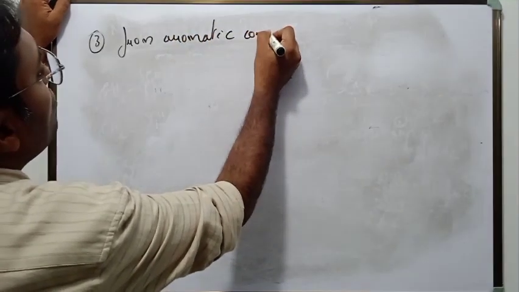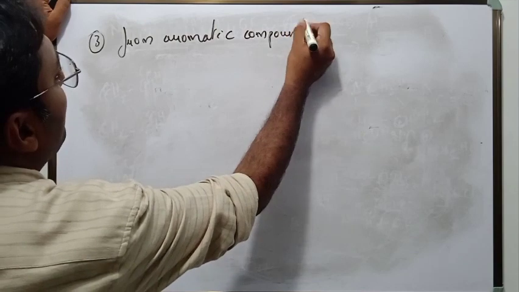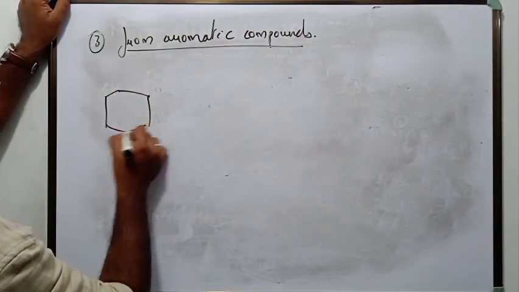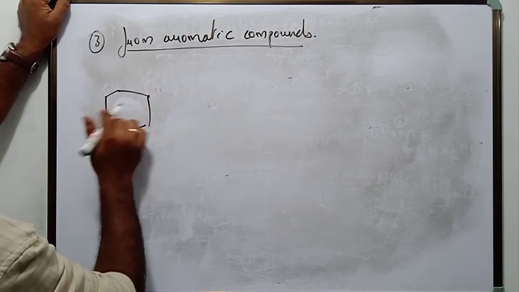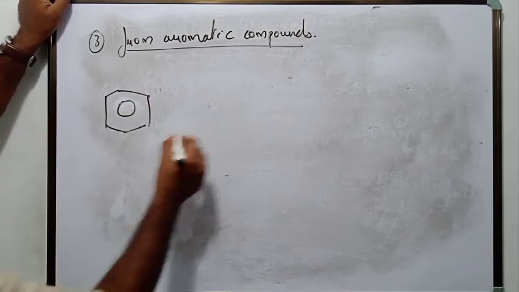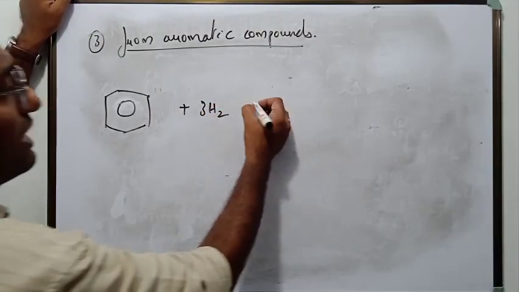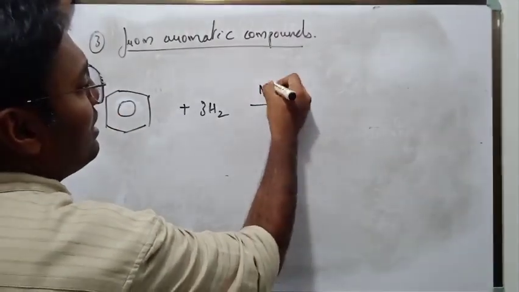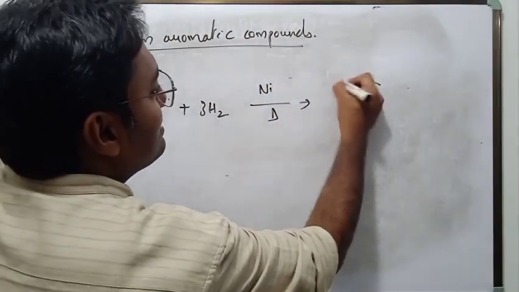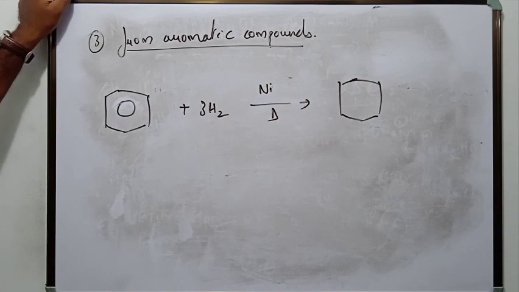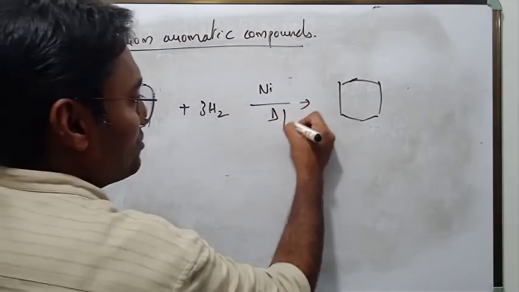So I take the prototype of aromatic compounds, which is benzene. Benzene is the prototype of aromatic compounds. I treat it with 3H2, so that 6 hydrogens are added, with nickel, and heat it. And what you get is simply cycloalkane. It actually needs some pressure also.